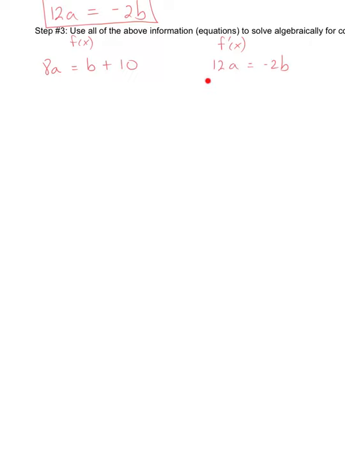I'm going to go over to this equation, and I'm going to solve for b. So that means I just divide by negative 2. I'm going to divide this side by negative 2, and I'm going to divide this side by negative 2. These cancel out. My b is equal to negative 6a. I'm going to be coming back to that.